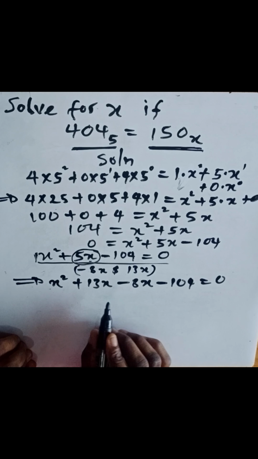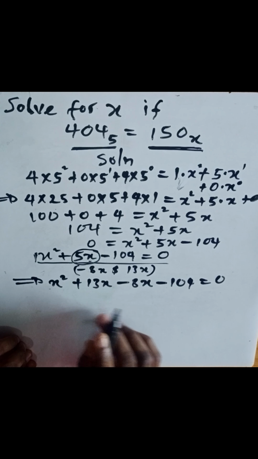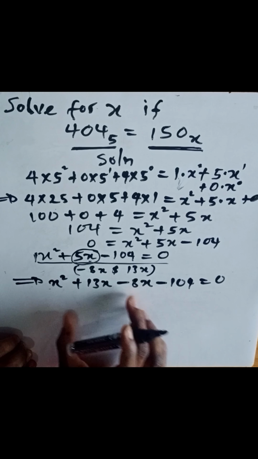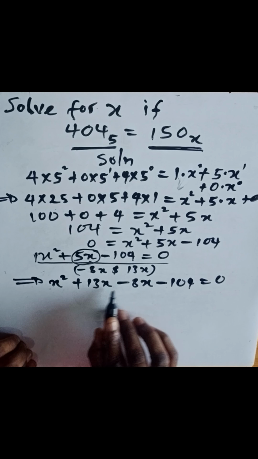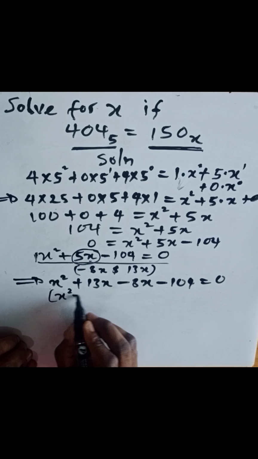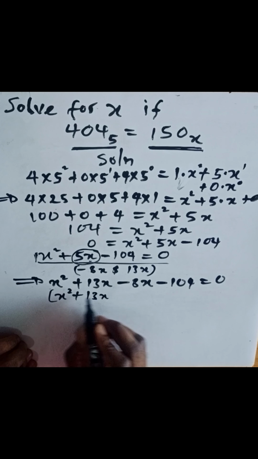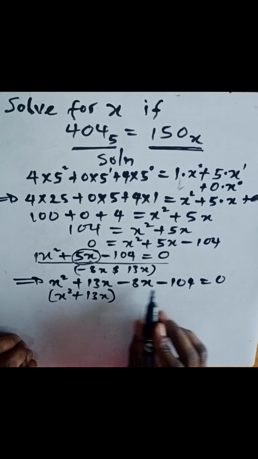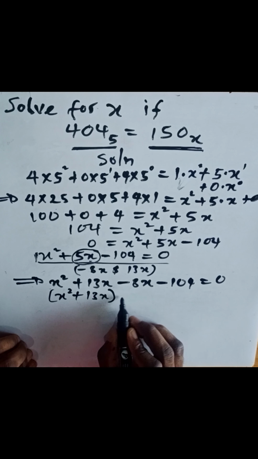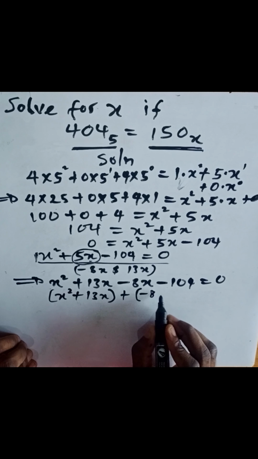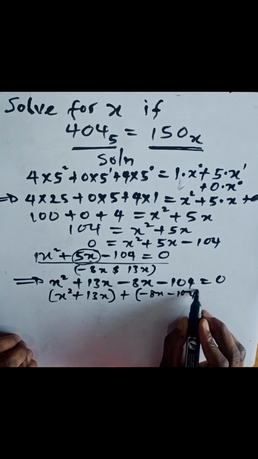Now look at the left hand side of the equation here. You have 4 terms, so you can group them in 2. You can have x squared plus 13x, close the bracket. Now let's group these two together again. You put all of them as negative, so it must be minus 8x minus 104.